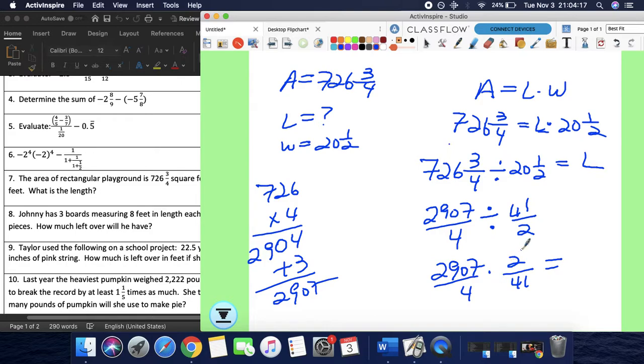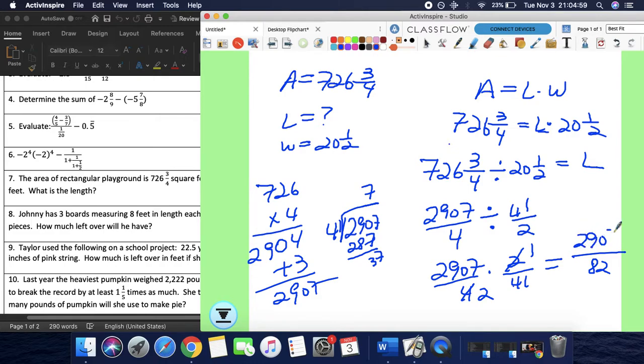Let's see if we can simplify this. Yes, this and this can be simplified. Can 2,907 divide by 41? Just to see if I can simplify that. That would be a miracle. Let's try 7. 7 times 1 is 7. 7 times 4 is 28. 3 left over. You know what? If this was a test, I'll just ask you to leave it as 2 times 41 is 82.